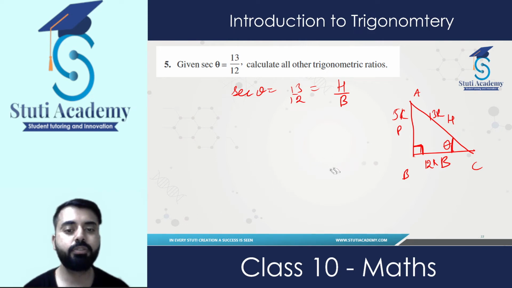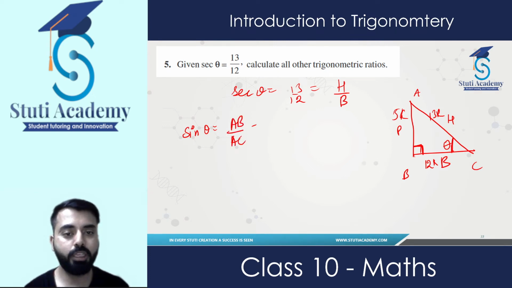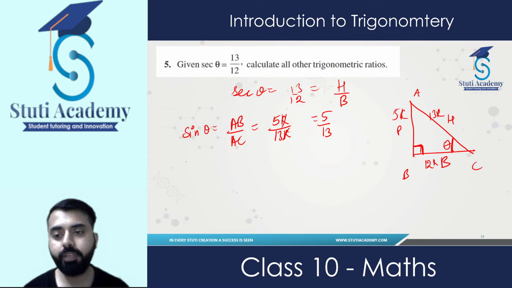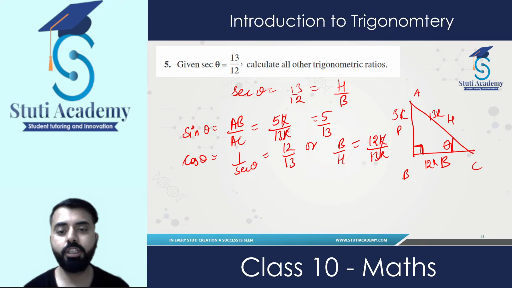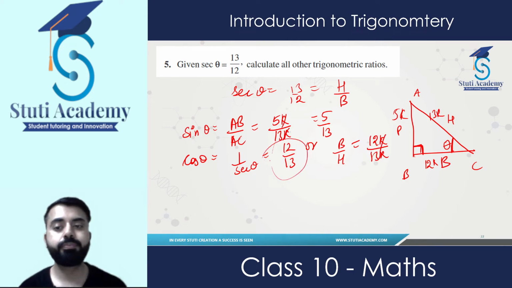If I erase this and start with sine theta, sine theta is perpendicular upon hypotenuse. That means AB over AC, which is 5k over 13k, which is 5 by 13. Now I have to find cos theta. Cos theta will be 1 over secant theta, so let's just take the reciprocal, and I will have 12 by 13. Or it is base over hypotenuse, that means 12k over 13k. So in short, you will still have this value, right?